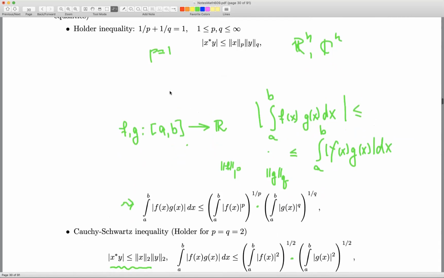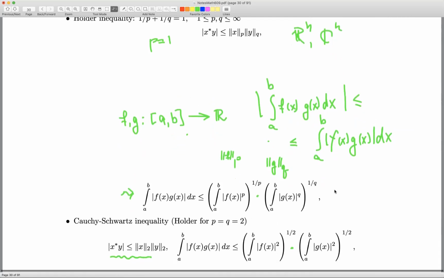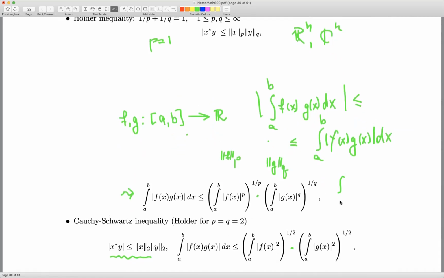So if we look at this inequality here, then what does it tell us? It tells us that the integral from a to b of the absolute value of f of x times g of x is less than or equal to the infinity norm of g, because q is equal to infinity, times the L1 norm of f.